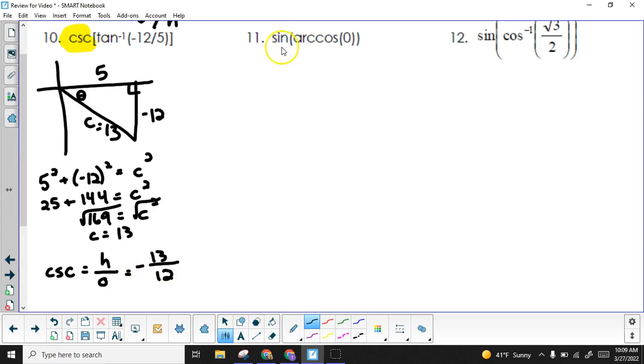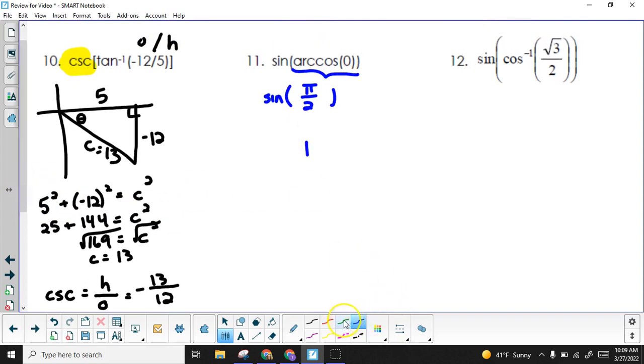For number 11, the sine of the arc cosine of 0. Again, let's do this in parts. Right here, we're looking for what angle has a cosine value of 0. So if the x value is 0, that is going to be pi over 2. And then we're evaluating the sine of pi over 2. The sine is our y-coordinate, which is 1.